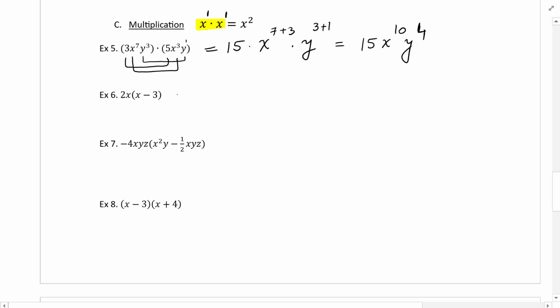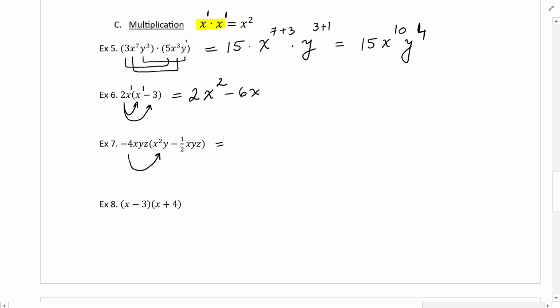Let's do another problem. 2x times the quantity x minus 3. So we have to multiply each of these terms. 2x times x, that's 2 times x to the second, because x to the first times x to the first, it's copy the base and add the exponents. Then 2x times negative 3 is negative 6x. Final answer.